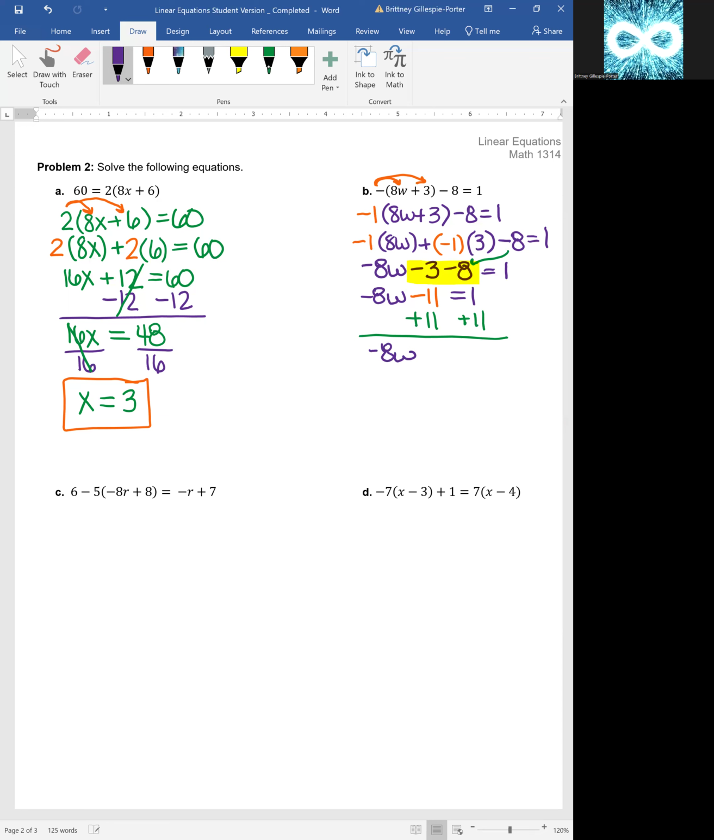-8w is still along for the ride, comes on down. -11 plus 11 gets us +0, so that goes away. 1 plus 11 gets us 12. There we go. And now we have -8w equal to 12. To get that w by itself, we need to divide both sides by -8.